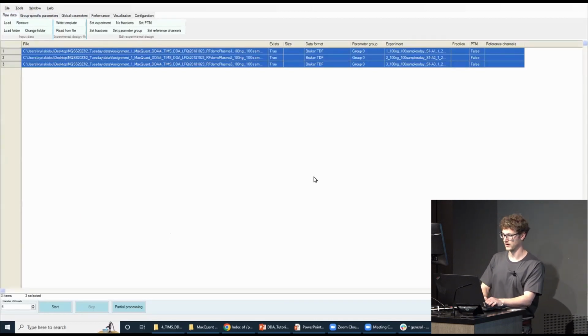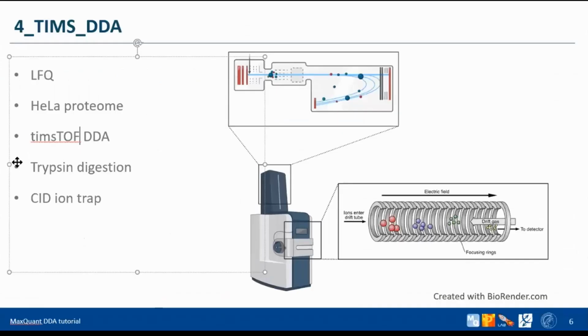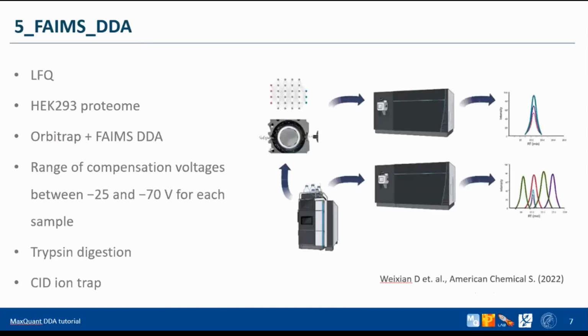Now, our last data set demonstrates another type of ion separation, but now it's not separated by CCS values, but rather by ion behavior in a changing electric field. And this technique is called asymmetric ion mobility spectrometry, high field asymmetric ion mobility spectrometry, or FAIMS.